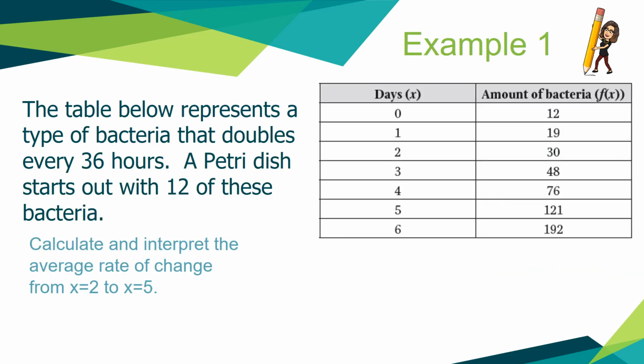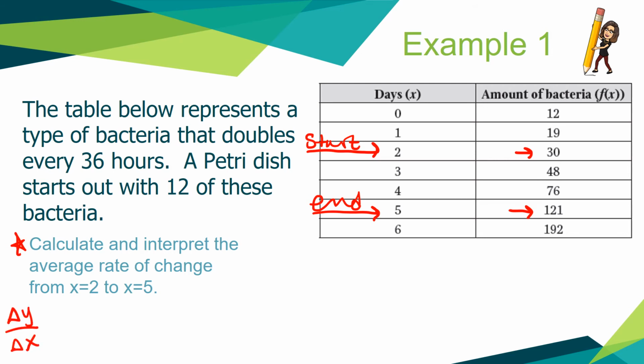Okay, let's look at example number 1. The table below represents a type of bacteria that doubles every 36 hours. A petri dish starts out with 12 of these bacteria. Our goal is to calculate and interpret the average rate of change from x is equal to 2 to x is equal to 5. So remember our 5 steps. We first want to identify the starting point for our interval, and that would be at x is equal to 2 and y is equal to 30. That's my starting point. And now we want to identify the ending point, which is at x is equal to 5 when y is equal to 121.